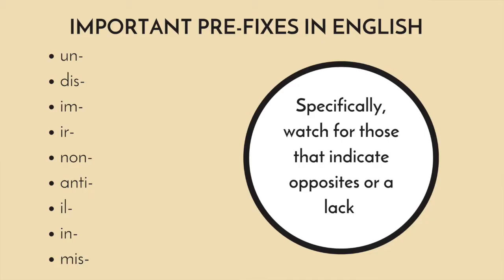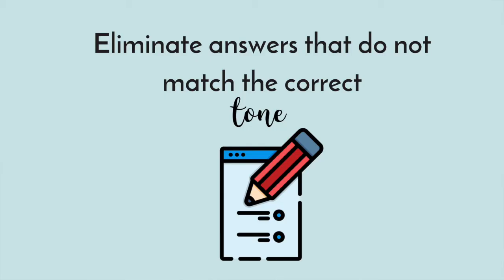Even if you do not recognize the root, knowing you have a prefix, especially one that indicates some sort of lack of something or the opposite of something, common ones like un, mis, dis, im, ill, in, all of those are great to look for on the TOEFL because that can be key to eliminating some of your possible answer choices. How so? Because tone should be a huge factor you should look at if you're answering a question.